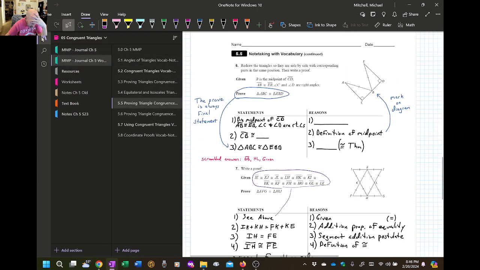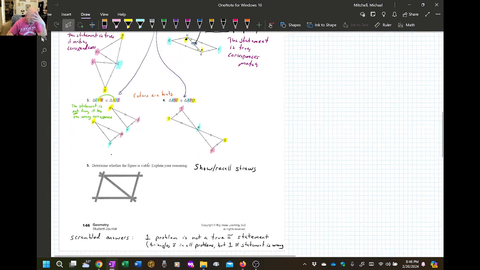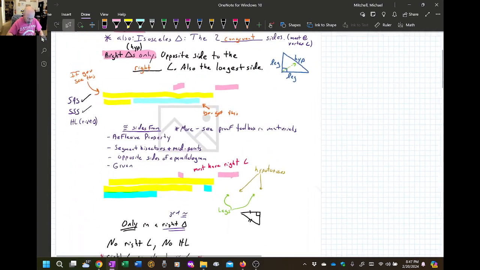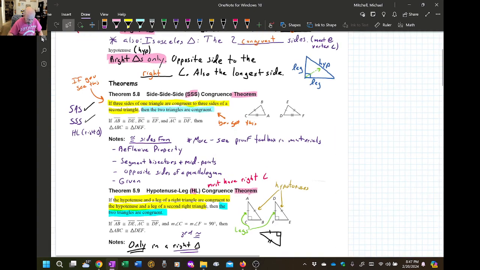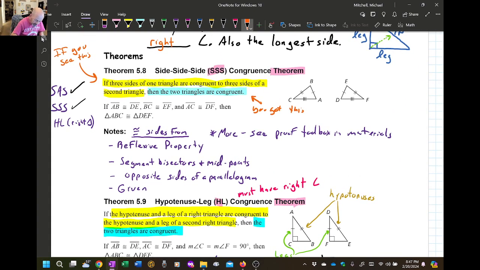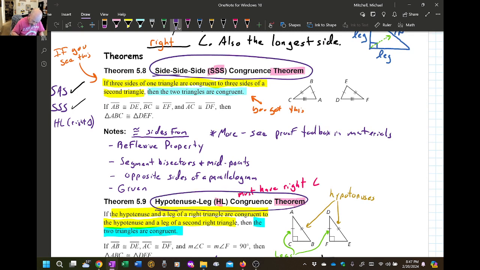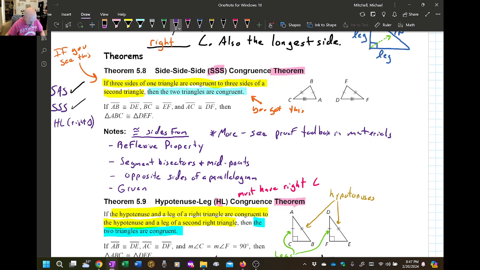Proving triangles congruent, this is 5.5. We got a couple more here. They'll come up in just a second. There we are. We got the SSS right there, and we got the HL right there. Read through those for more details on those. And let's get rid of those.